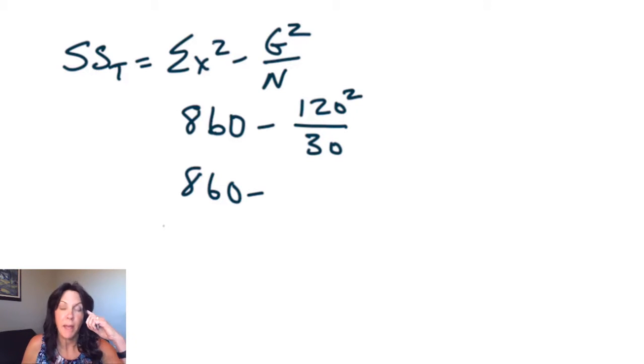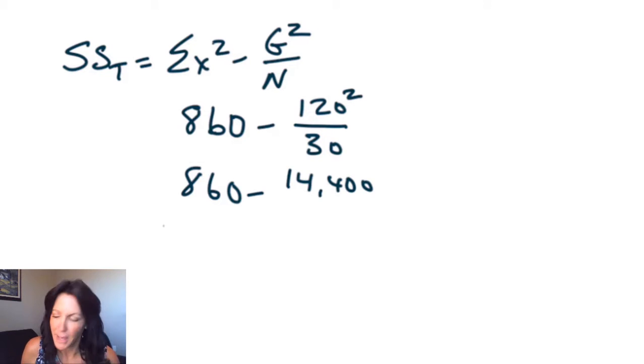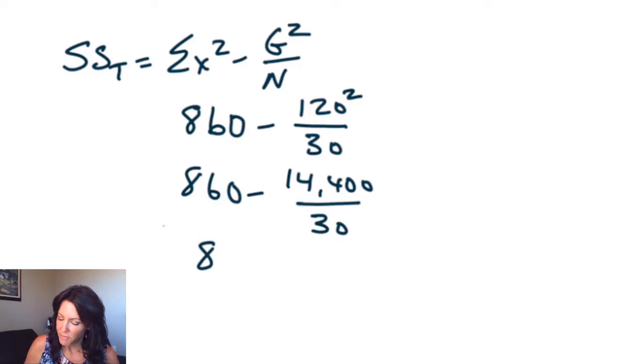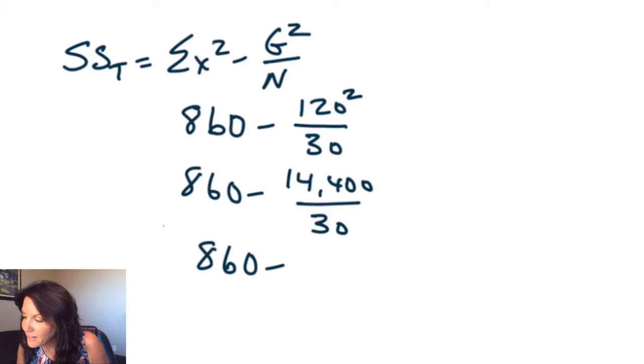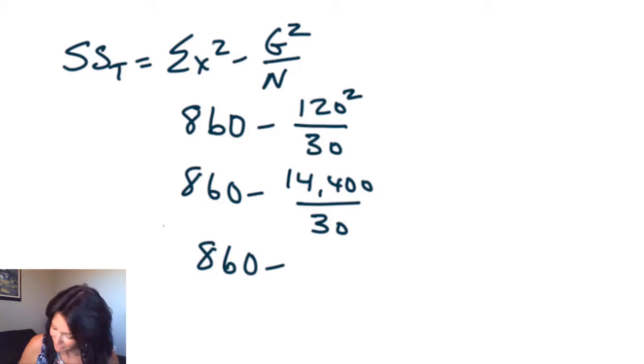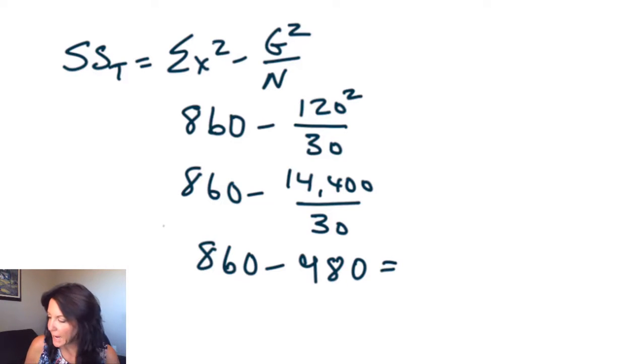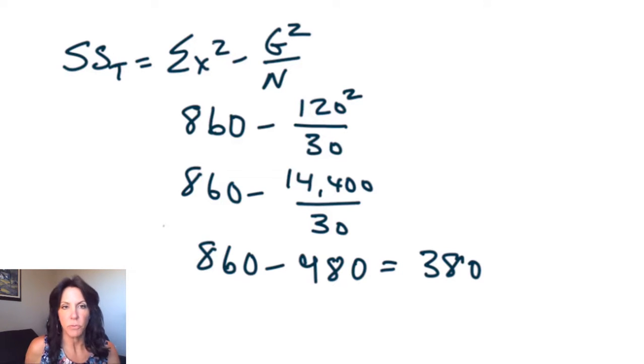Let me do that in my head right now. 14,400. You know I didn't do that in my head, right? Okay, divided by our N of 30. So we have 860 minus 14,400 divided by 30, which just happens to be 480. Again, I didn't know that off the top of my head. I did do this earlier. So 860 minus 480 is 380. So I now know that my sums of squares total is 380.